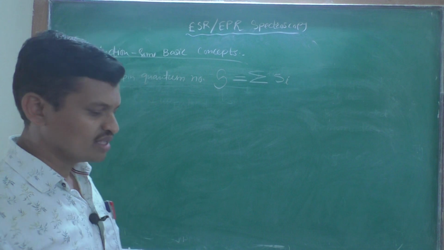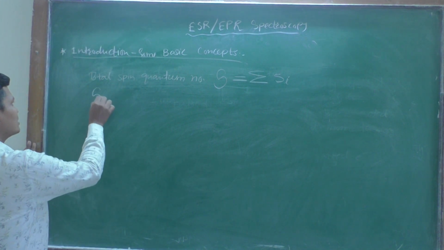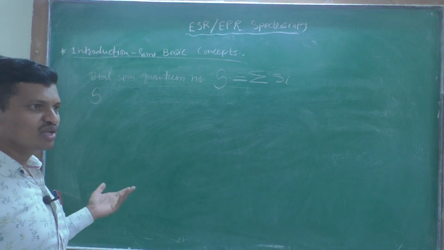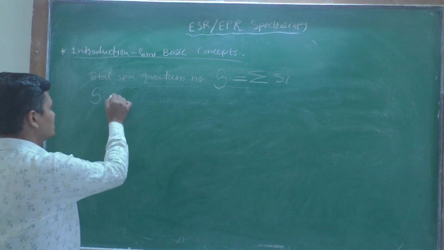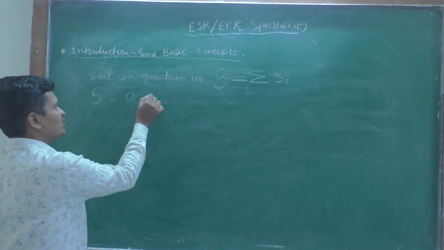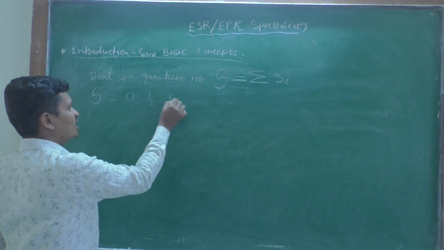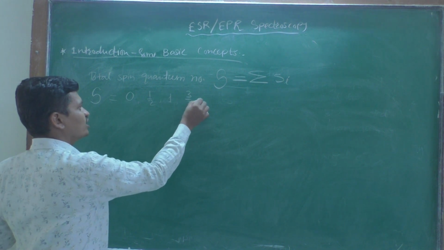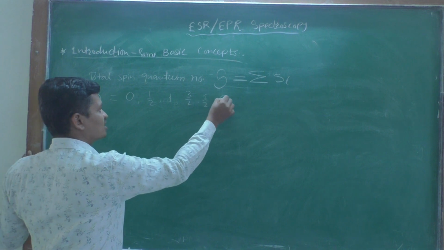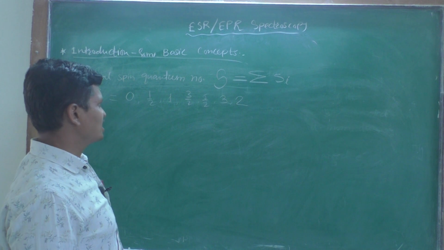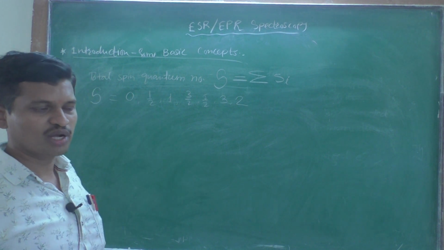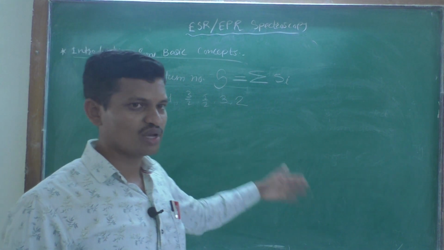S can take integral values, zero, or half integral values. So S may be 0, 1/2, 1, 3/2, 5/2, 3, 2, etc. The total spin quantum number S may take values like this.